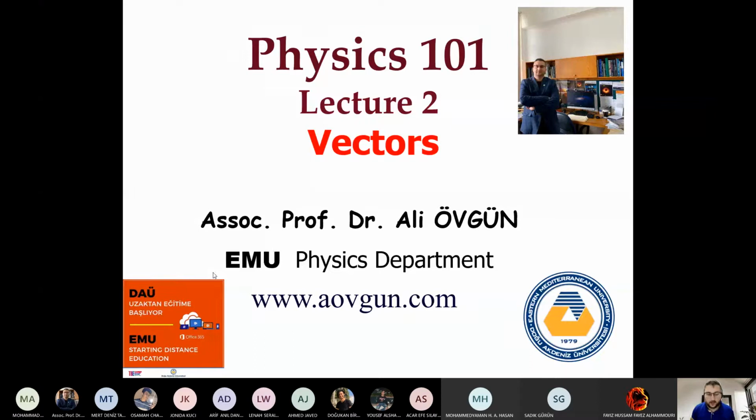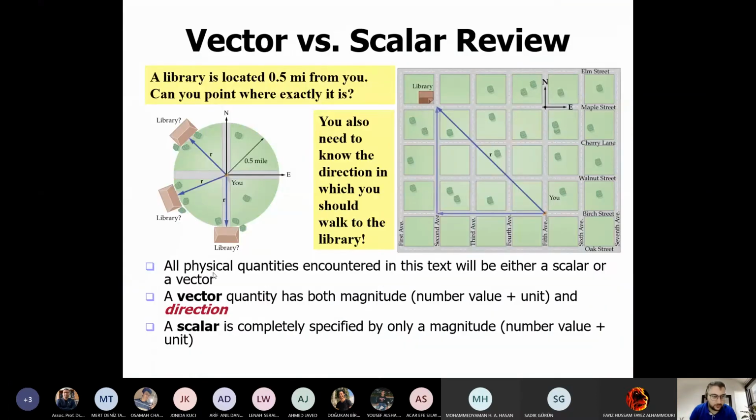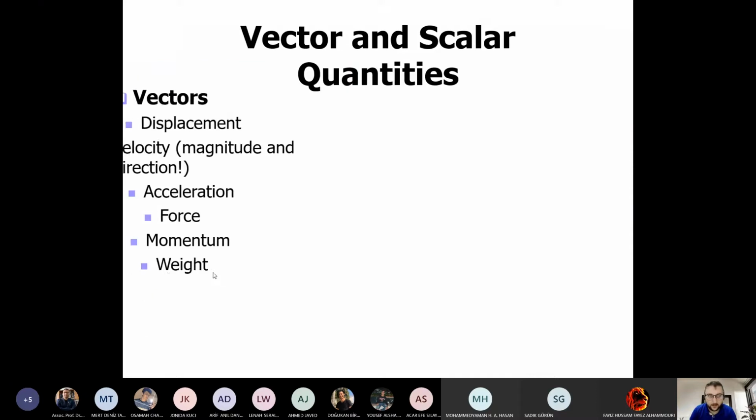Okay, very good. So last time we studied vectors, and this is lecture 2 and topic 2. Today we're going to continue with the vectors. So what are vectors? A vector quantity has both magnitude and direction, but on the other hand, we also use scalar quantity, and a scalar quantity has only magnitude, and we don't use any direction for these scalar quantities.